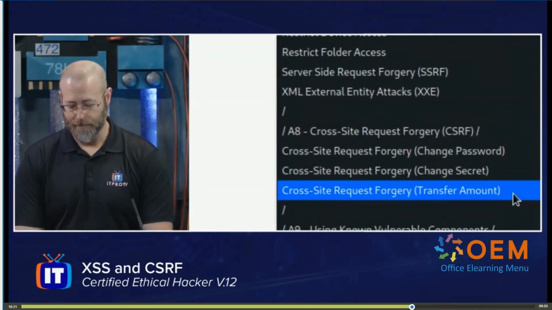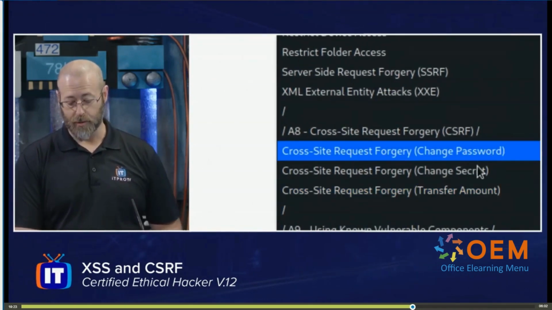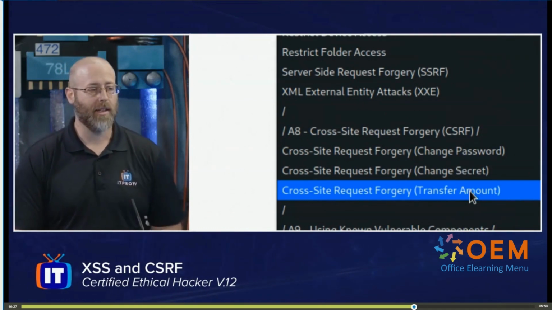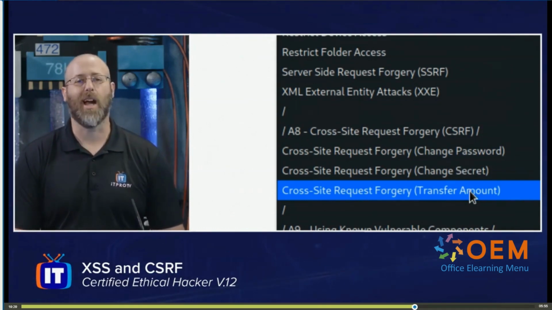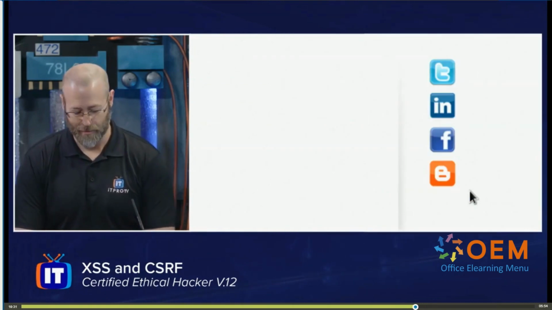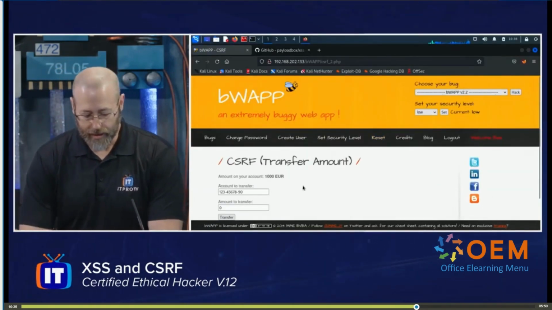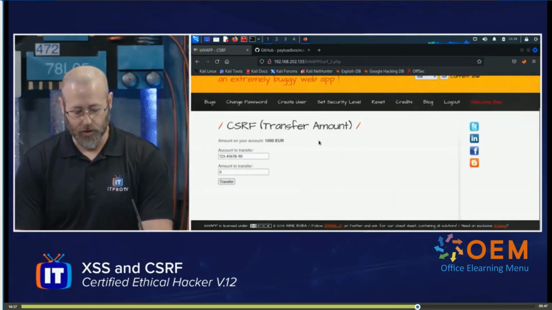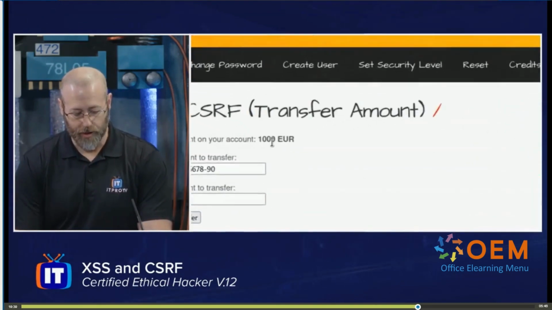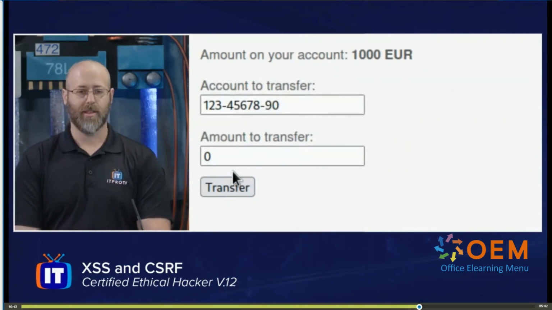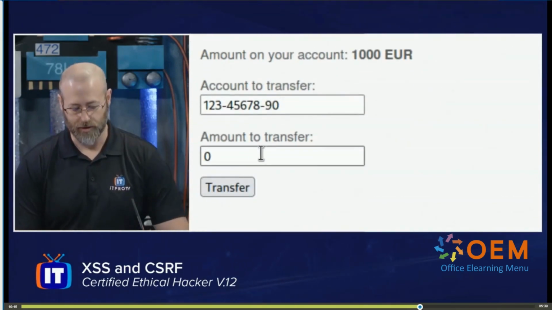There they are, right? We can do something like change password, change the secret, transfer amount. So let's go with that one. Nothing like good cybercrime, right? I'll hit hack. And I can see that in here we have this transfer amount. The amount that we currently have is 1,000 euros because this was developed in the European Union, the EU.